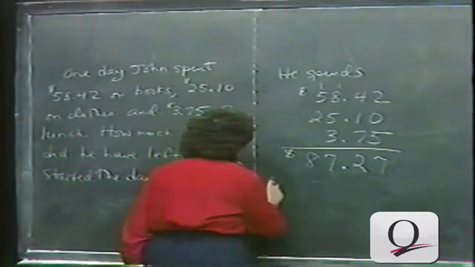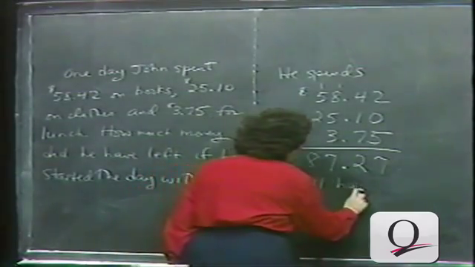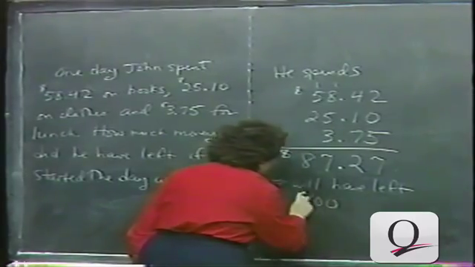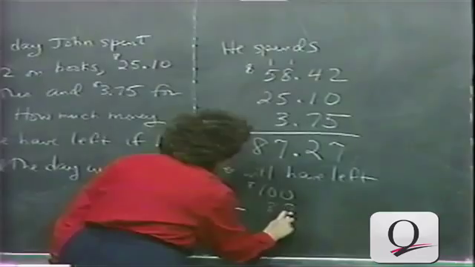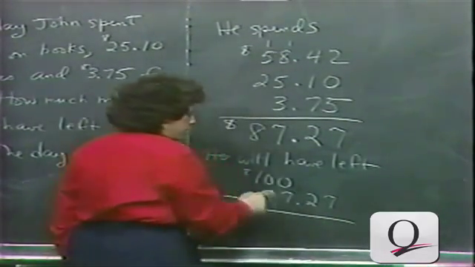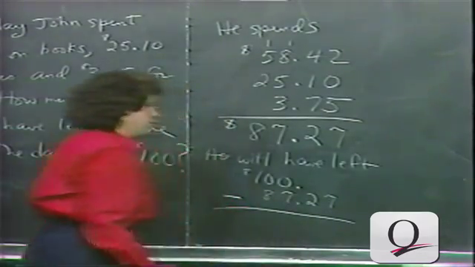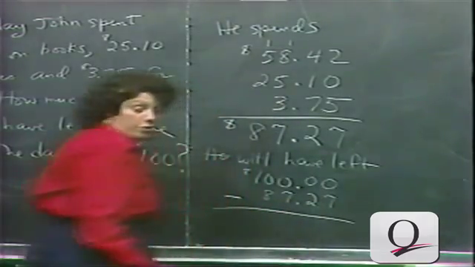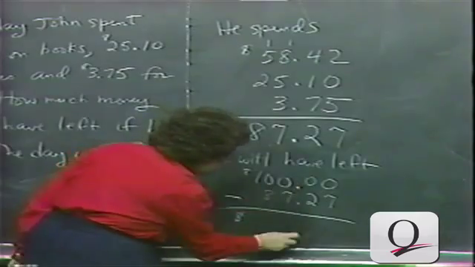The question is, how much money does he have left if he starts the day with $100? So he will have left $100 minus what he spent, $87.27. Remembering that with an integer, the decimal point follows the number. Putting in the zeros, we now do our subtraction problem to find out how much money he will have left at the end of the day.